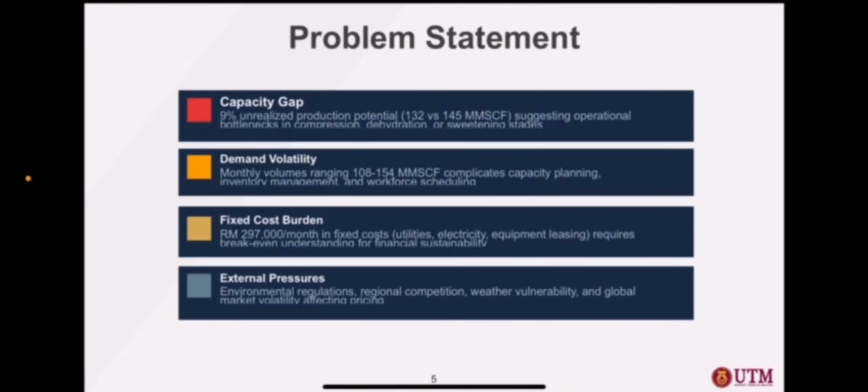Second, demand fluctuates between 108 and 115 per month, complicating production planning. Third, high fixed cost per month requires careful break-even control. Finally, environmental regulations, competition, and market volatility create external operational pressure.